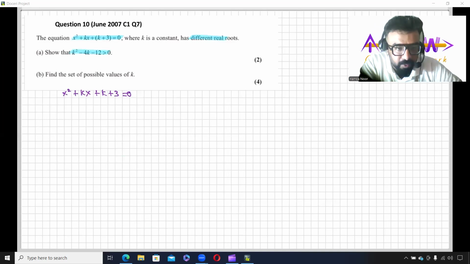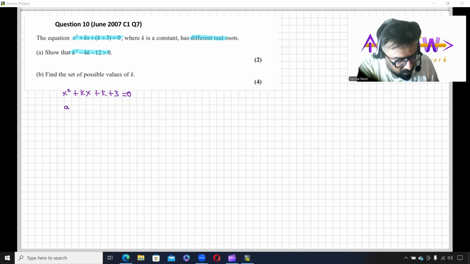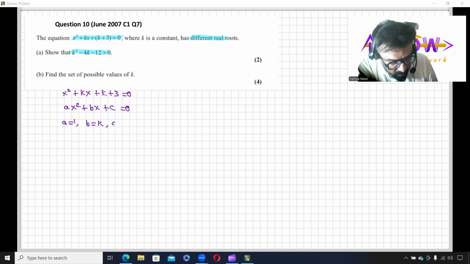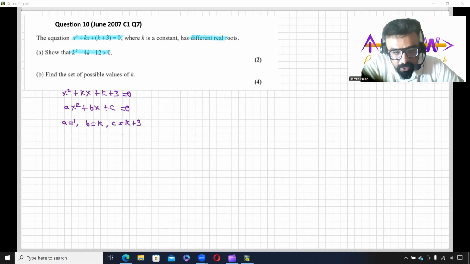So what we are going to do is make a comparison with the form ax squared plus bx plus c equals 0. Therefore a equals 1, b equals k, as we can see that the coefficient of x is k, and c equals k plus 3. So here we have identified what a, b and c are.